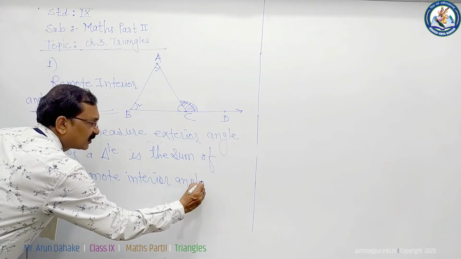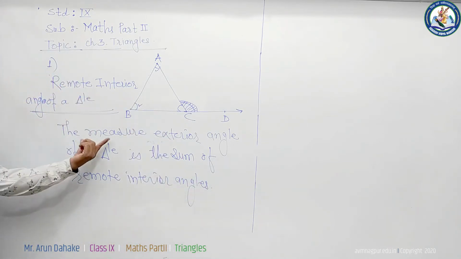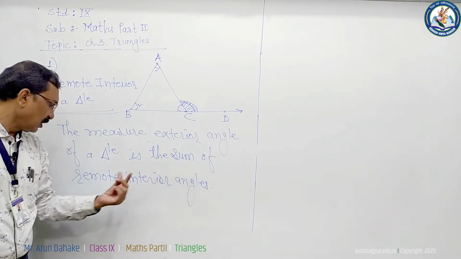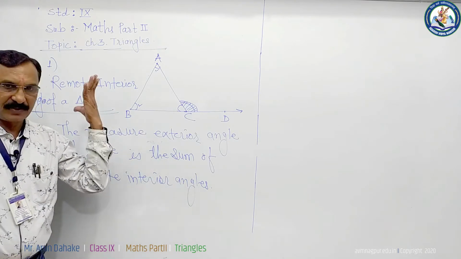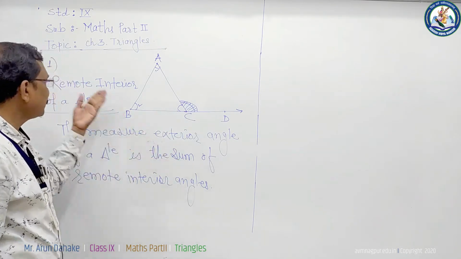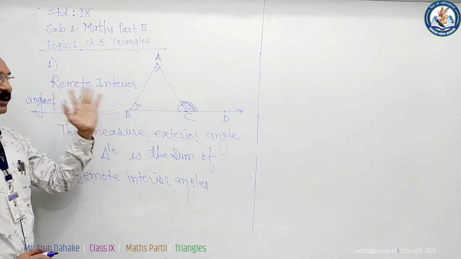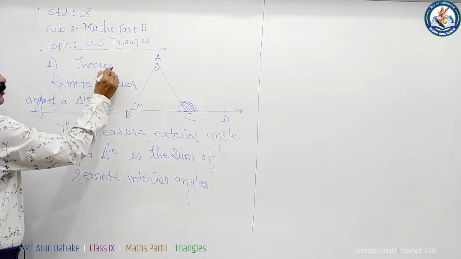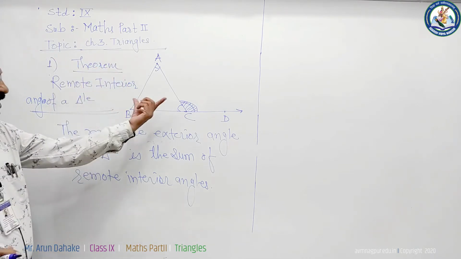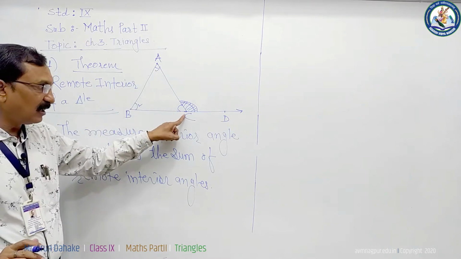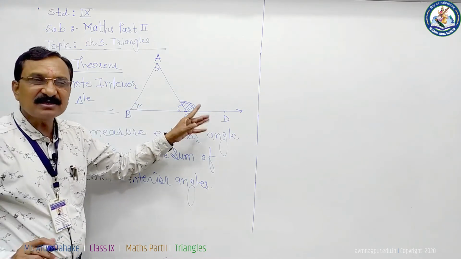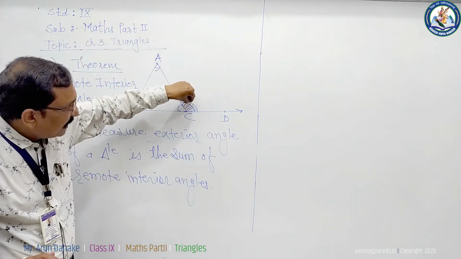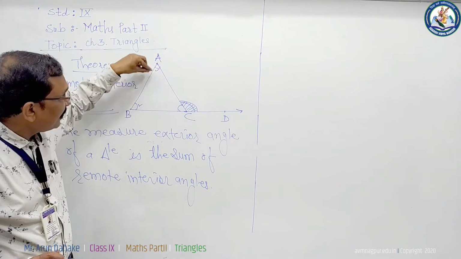Now, we'll see the proof of this one. The measure of an exterior angle of a triangle is equal to the sum of the remote interior angles. This is the statement of the remote interior angles of a triangle theorem. It's a very important theorem. Now, in the figure, ABC is a triangle, ACD is an exterior angle of the triangle. The measure of this angle is equal to the sum of its remote interior angles.